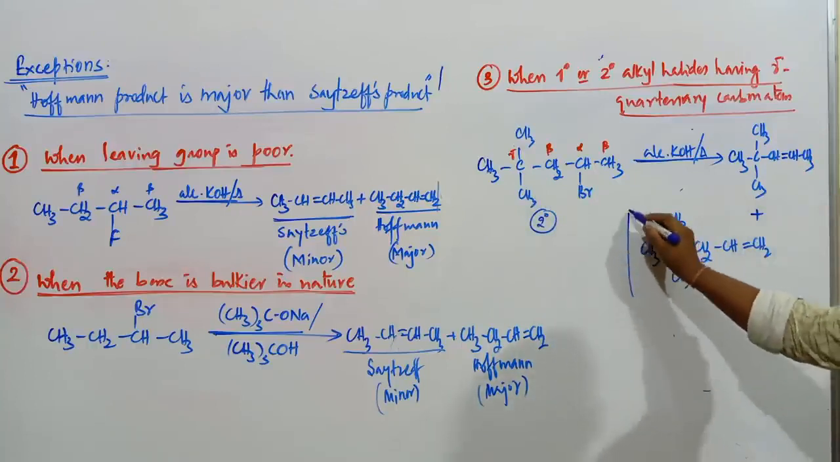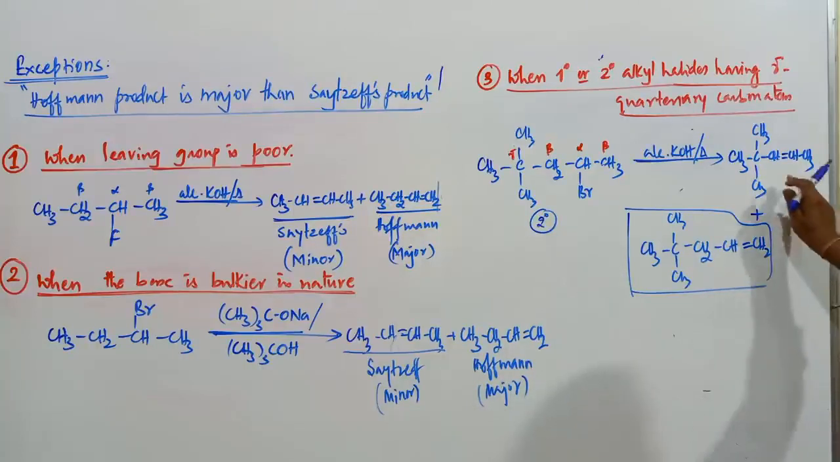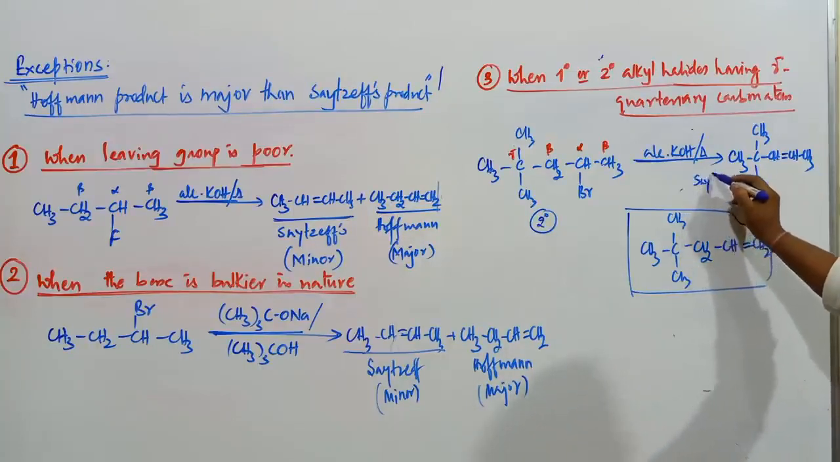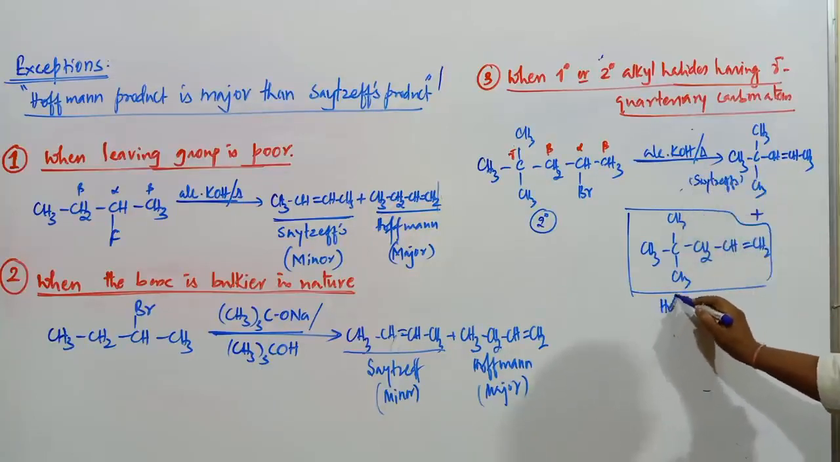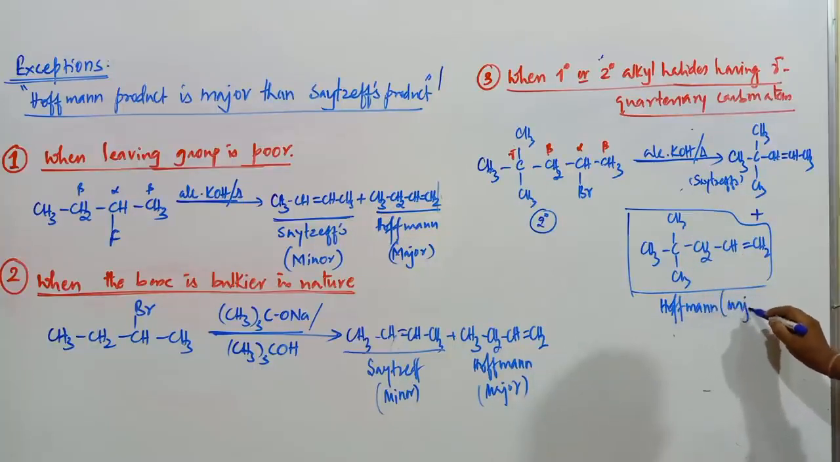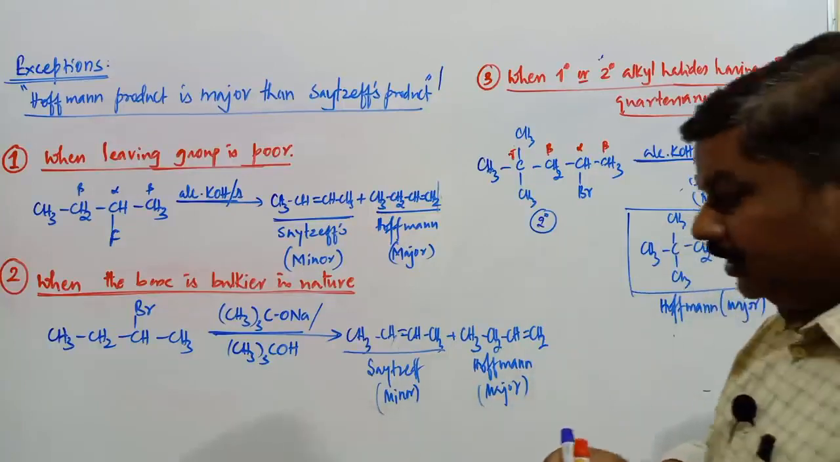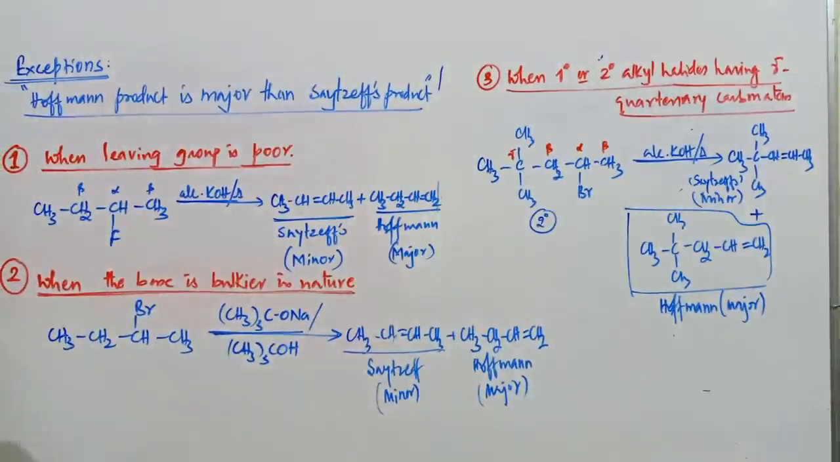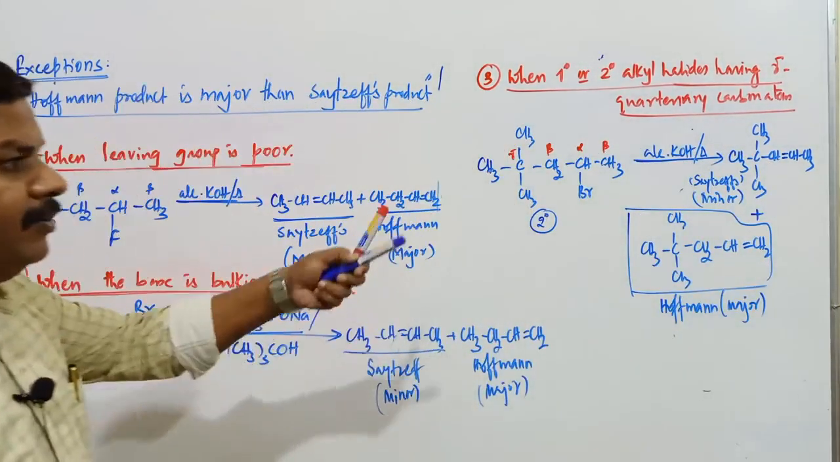So which is the Hofmann product and which is the Saytzeff product here? The one which contains more number of alpha hydrogen atoms is always the Saytzeff product. This is going to be the Saytzeff product, which contains more number of alpha hydrogen atoms. This is going to be the Hofmann product, which is the major product here, and this is going to be the minor product. This is the third particular example where the Hofmann product is going to be the major product compared to the Saytzeff product.